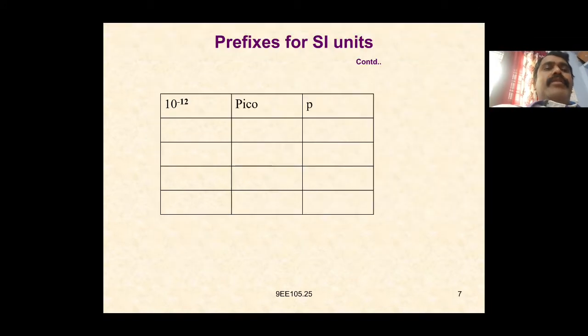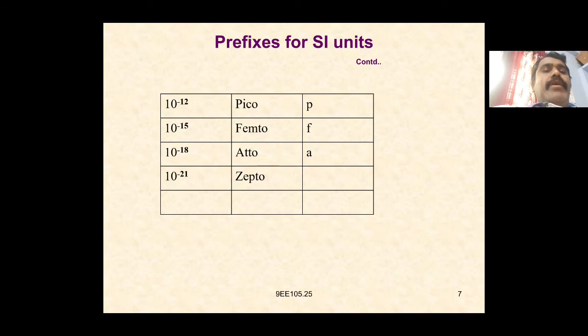10 to the power of minus 12 is pico, indicated by p. 10 to the power of minus 15 is femto, indicated by f. 10 to the power of minus 18 is atto, indicated by a. 10 to the power of minus 21 is zepto, indicated by z. 10 to the power of minus 24 is yocto, indicated by y.